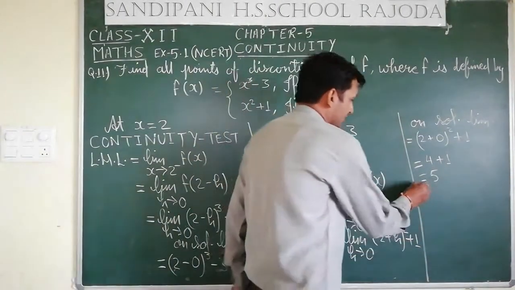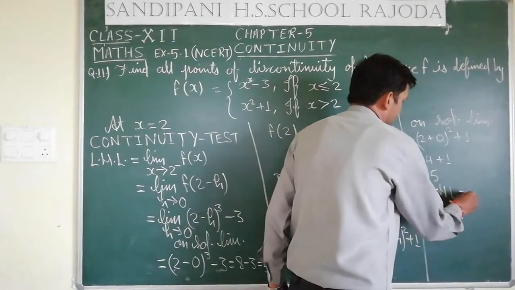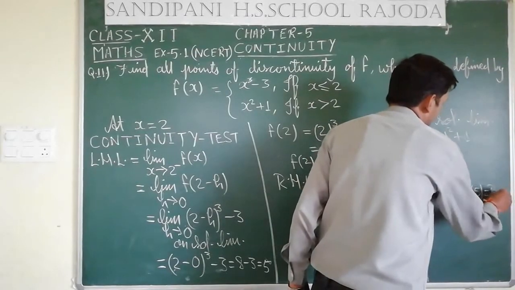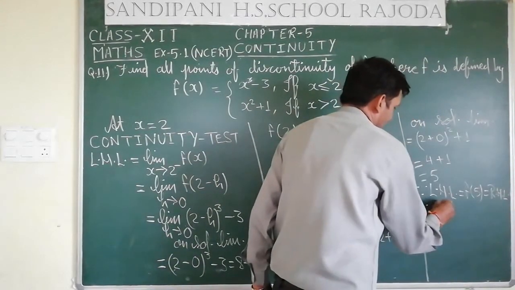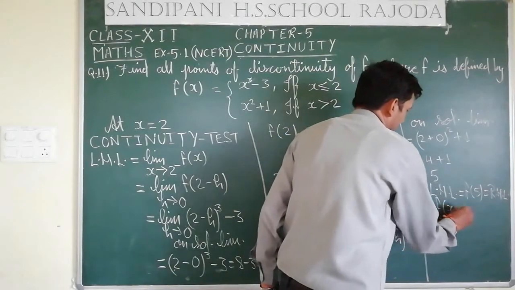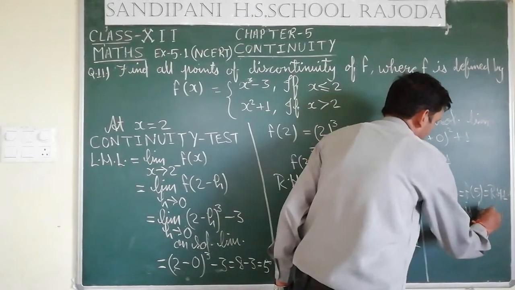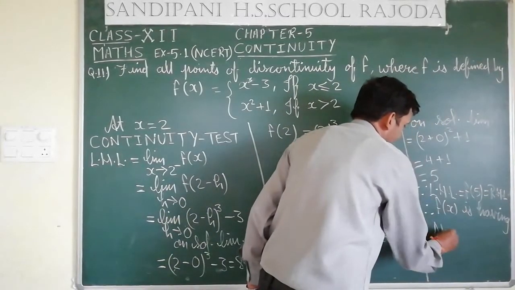So because LHL is equal to f of 2, which is 5, is equal to RHL, therefore f of x has no point of discontinuity.